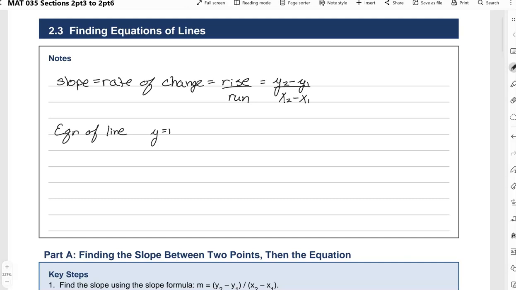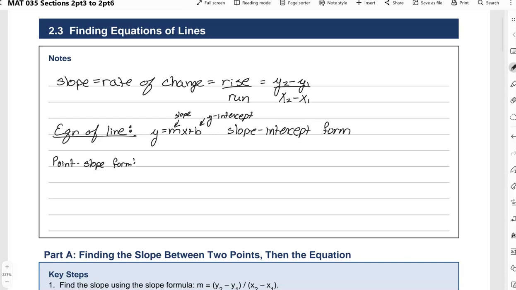We're going to have y equals mx plus b, which is called slope-intercept form. M is the slope, so it's a number attached to x, and b is the y-intercept, so where it crosses the y-axis. And then we're also going to have point slope form. That's y minus y1 equals m times x minus x1.